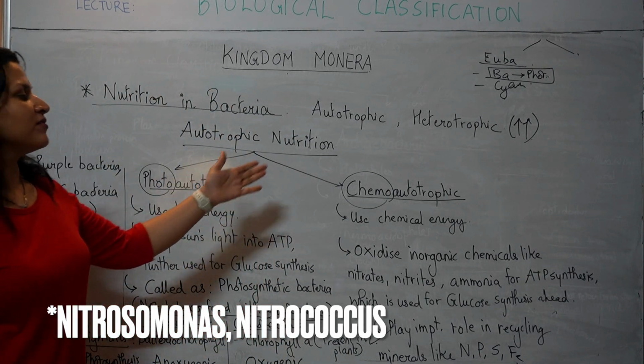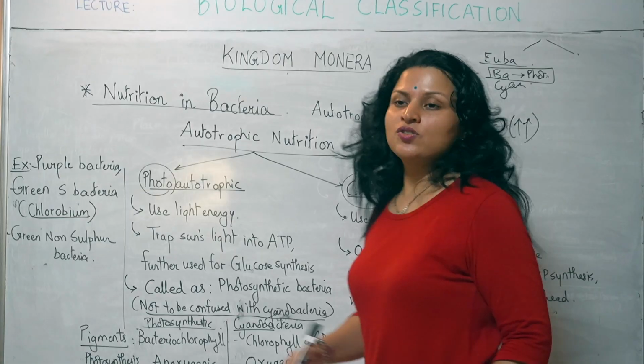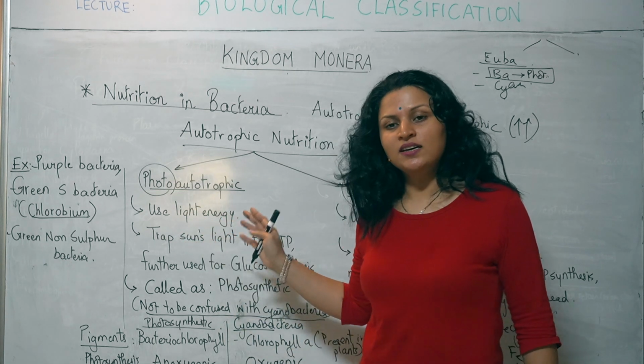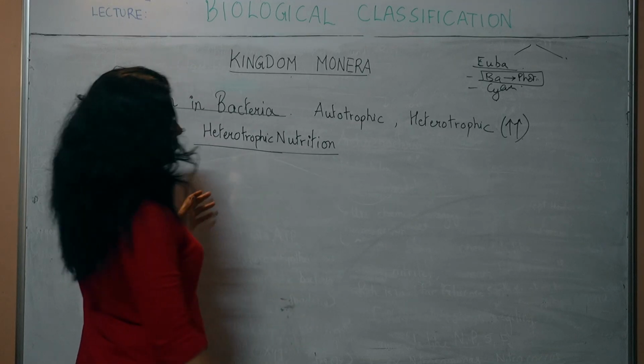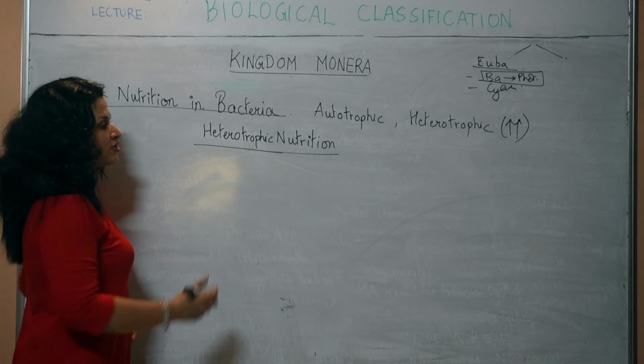These are the examples of chemoautotrophic bacteria. So this was the autotrophic nutrition in bacteria. Now we are moving on to heterotrophic nutrition in bacteria. Okay, now we are doing heterotrophic nutrition.